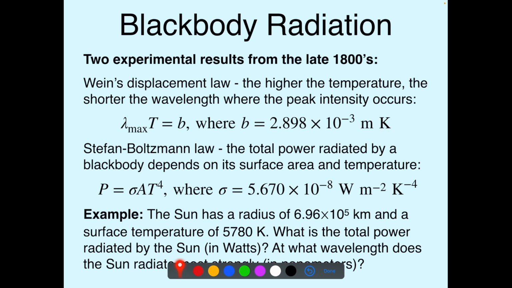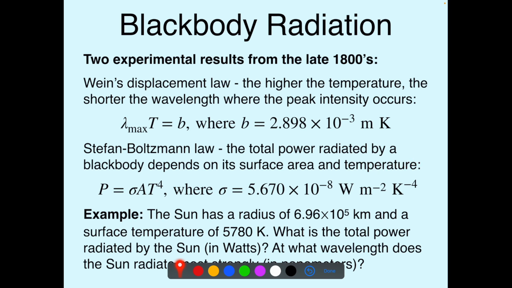Okay. Then we have what's called the Stefan-Boltzmann law. This gives the total power radiated by a black body. So remember, power is energy per unit time being radiated by the black body. So according to the Stefan-Boltzmann law, this depends on both the surface area of the object and the temperature of the object.